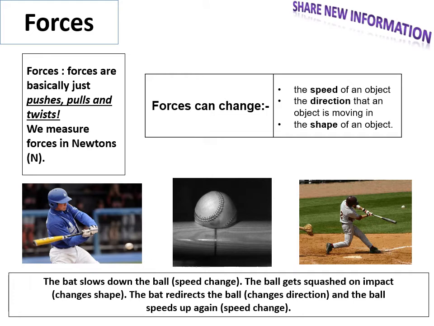Well done if you got the right answer. When you apply force through the bat, it slows down the speed of the ball. So basically, when the bat applies force on the ball, it changes its speed. In the second picture, the ball gets squashed on impact, so there is a change in the shape of the ball. In the third picture, when a player applies a force on the ball through the bat, it changes its direction and the ball speeds up again. So again, speed is changing, but it's not slowing down, it's speeding up.